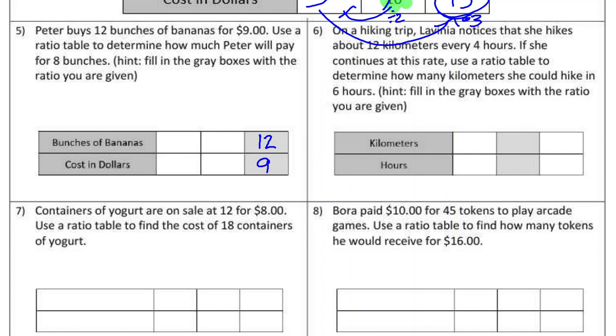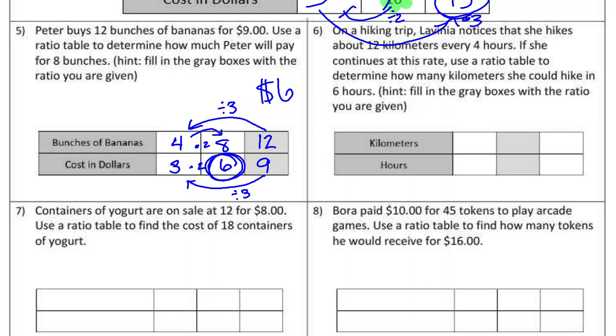So if I simplify this fraction, 12 over 9, because I can divide this by 3, and I can divide this by 3, I will get 4/3. Now I can multiply to go forward into that 8 bunches. What could I do to 4 to get to 8? Well, I can multiply it by 2. Same thing here, multiply by 2 and I get 6. So it's going to cost me $6.